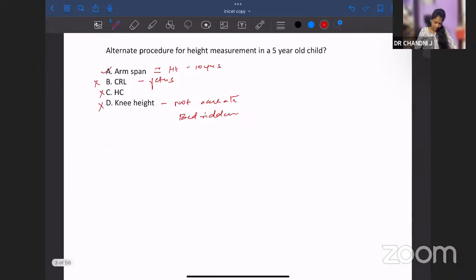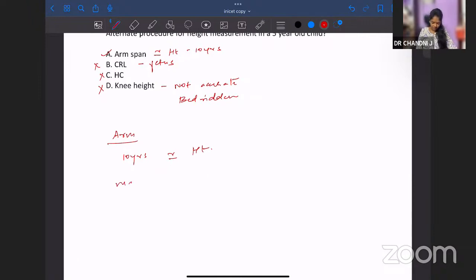So what is arm span? How to measure arm span? Arm span is measured when you ask the patient to outstretch their arms, and then you measure from the tip of one middle finger to the tip of the other middle finger. Around 10 years, it corresponds to the height of the child. So what is the significance of arm span in Marfan syndrome? You all know Marfan syndrome. The child will be very tall, with very long and slender fingers. In Marfan syndrome, the arm span is more than the height. So this is significant in Marfan syndrome.